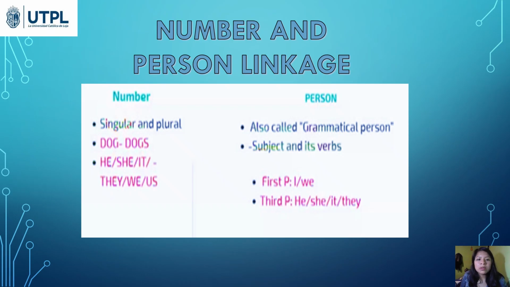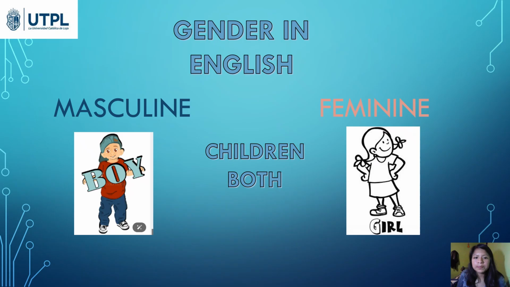Number and person linkage. It refers to singular or plural, dog and dogs. He, she, or it, they, we, us. And person, also called grammatical person, subject and its verbs. I or we, third person: he, she, or it. And then here we have gender in English, masculine and feminine. And both are children.